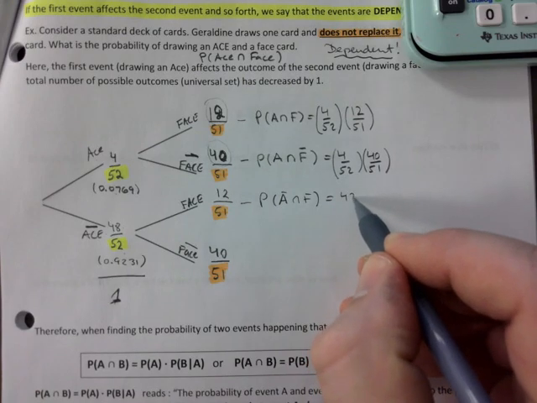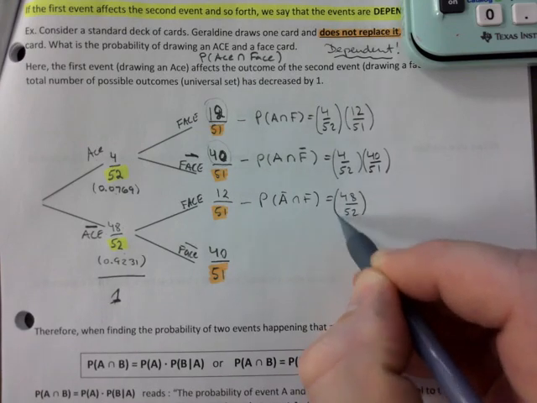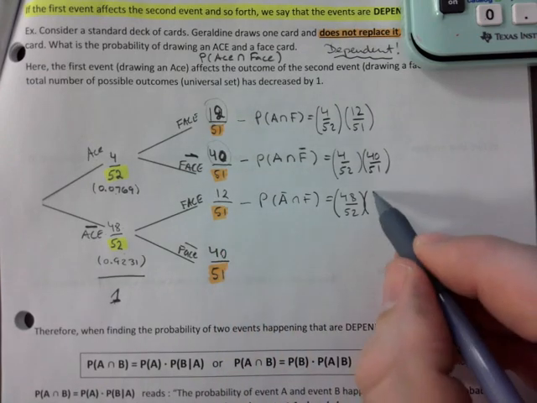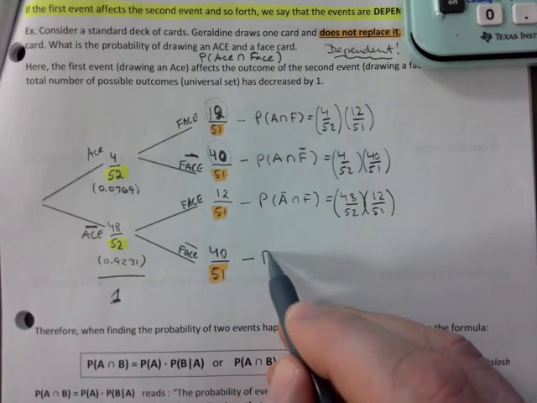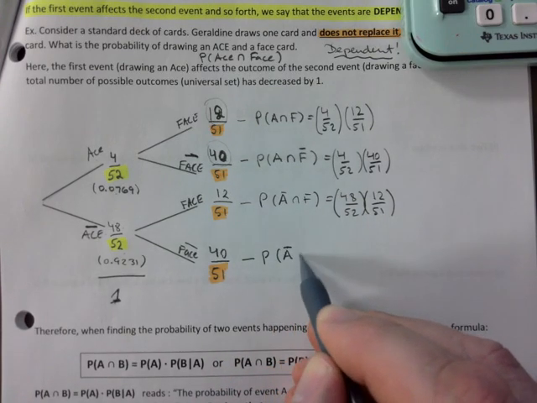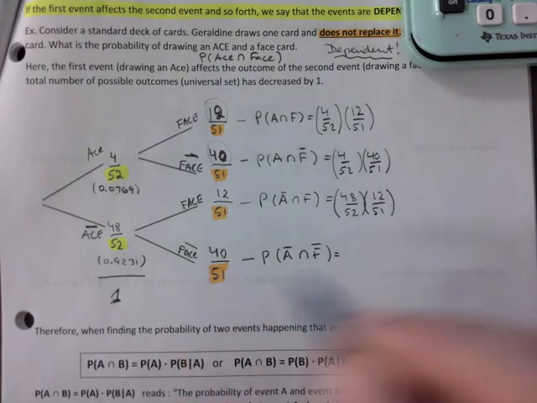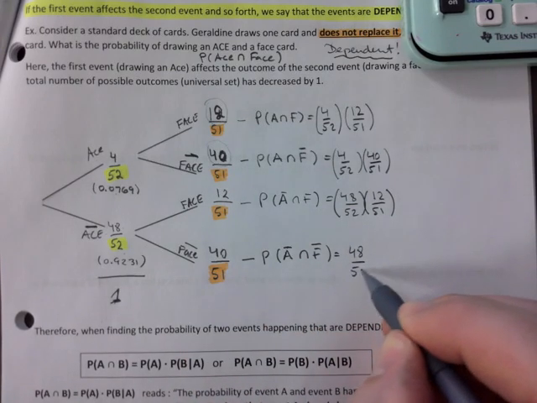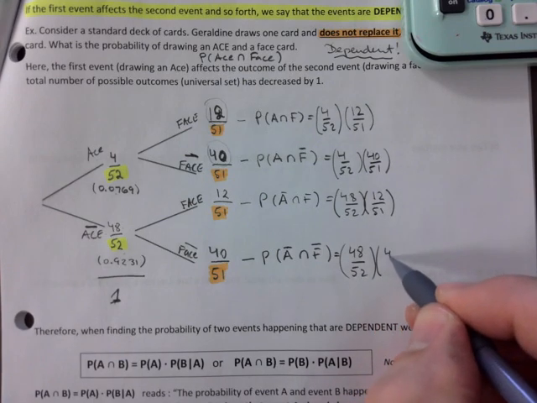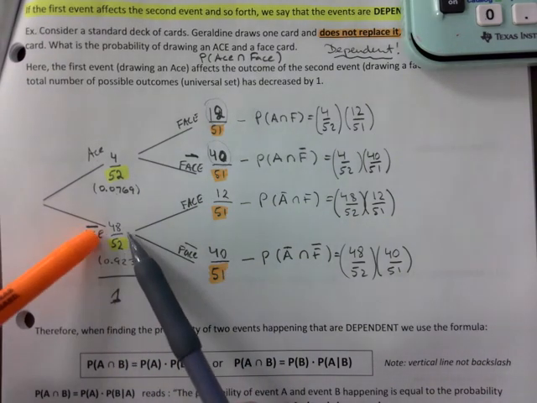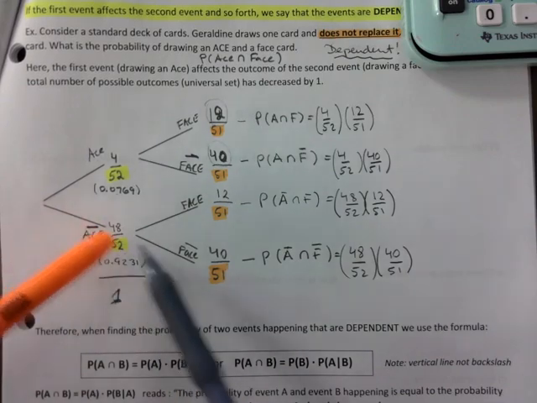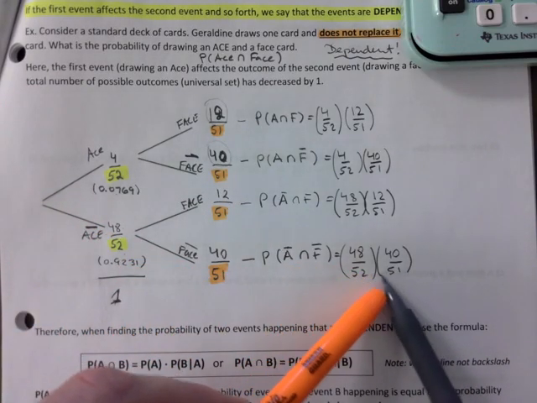Not ace. So that would be 48 out of 52 times 12 out of 51. And then the probability of not getting either one is 48 out of 52 and 40 out of 51. So I'm always just traveling down the branch, and because it's this and that, you've got to multiply those probabilities.